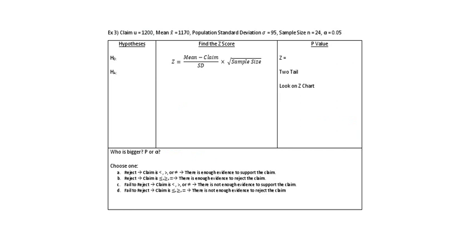The claim is mu equals 1200. Because of that symbol right there, that is our null hypothesis. I'm going to type that in.